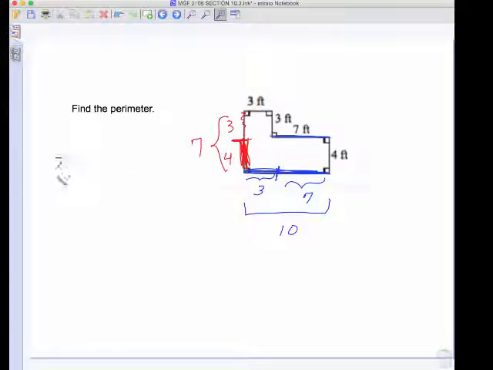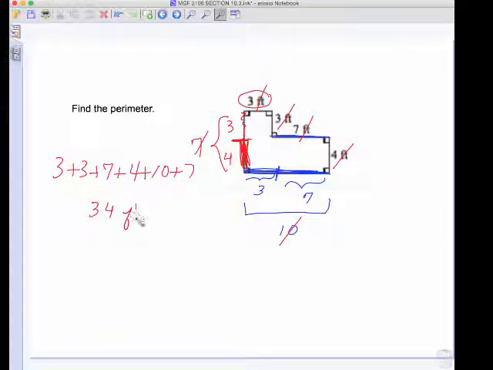And if you add all that up, 3 plus 3 plus 7 plus 4 plus 10 plus 7. Now what did I do there? I just started here and worked my way around. And you might, to be sure you haven't left anything off, mark it off. Here's my 3, there's my 3, there's my 7. There's my 4, there's my 10, there's my 7. I have everything. Add that up, it is 34 feet.